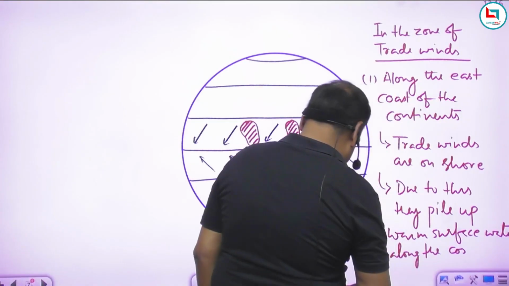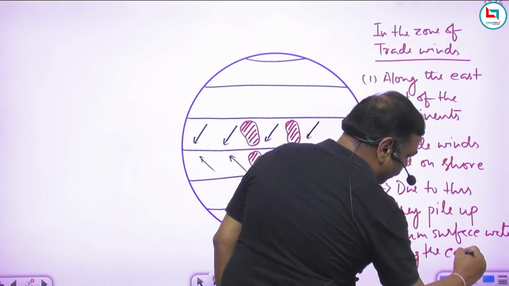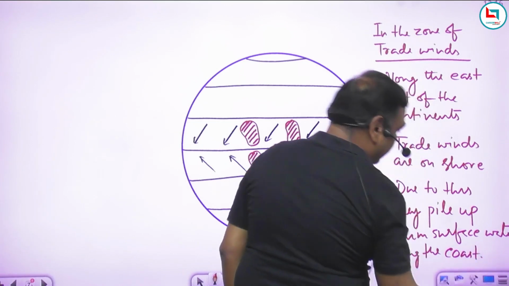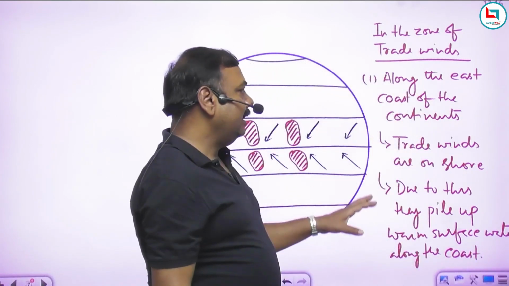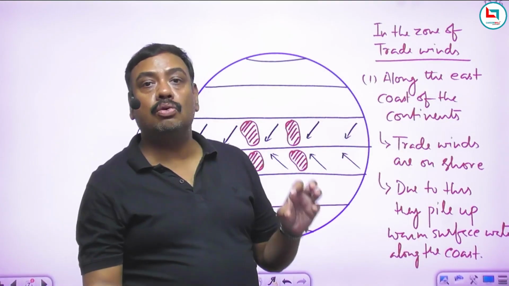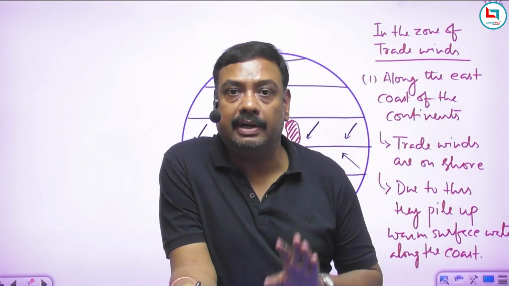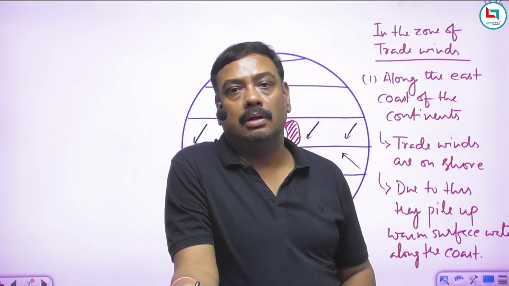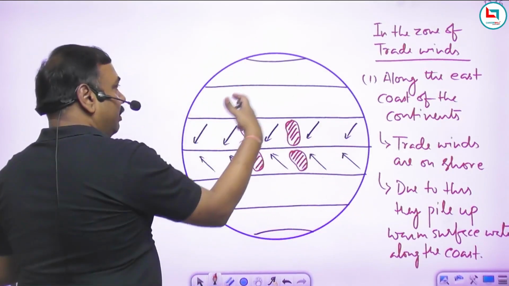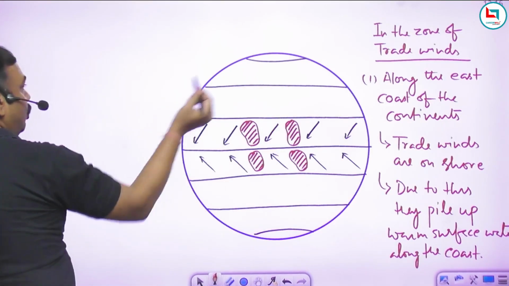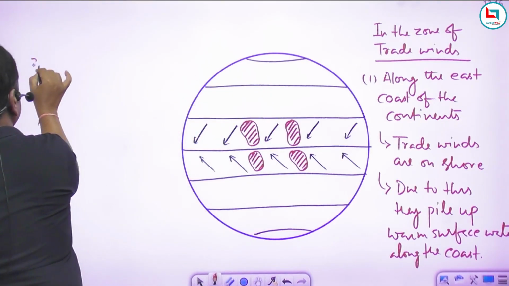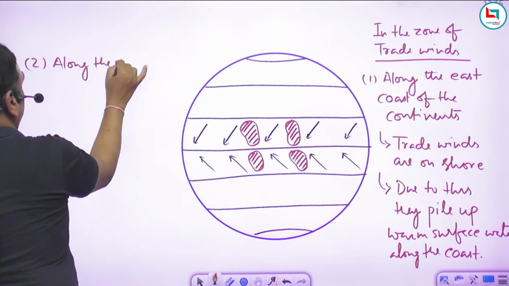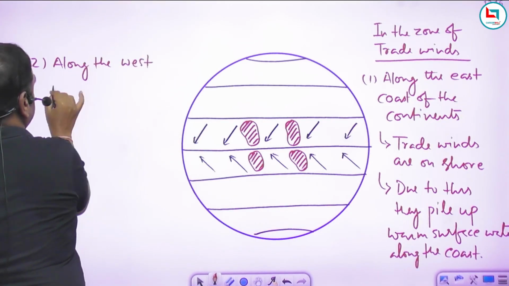Now what is important here to remember? It is important to remember that we are talking about the east coast of the continent in the zone of trade winds. East coast of the continents, I am repeating here. Now what about the west coast of the continent in the zone of trade winds? The second thing I am considering here, along the west coast of the continents.